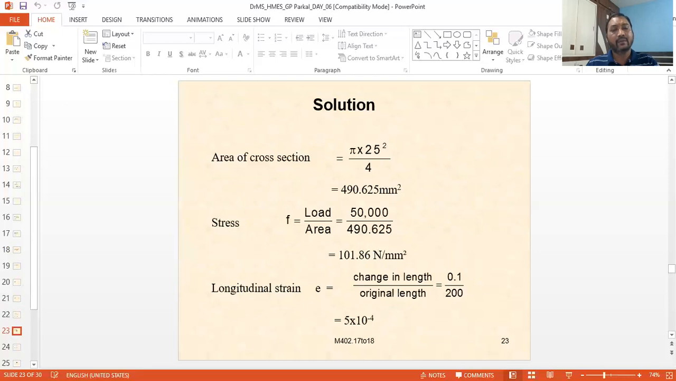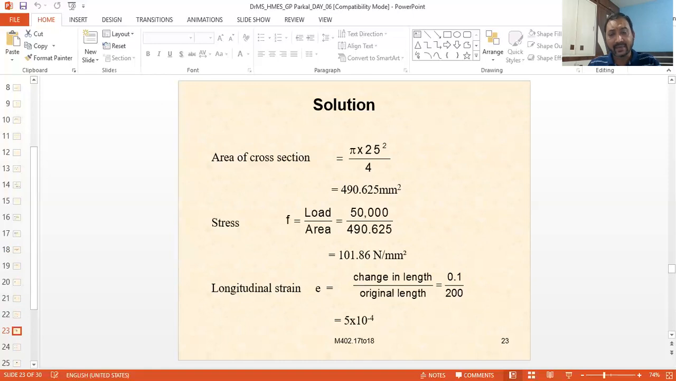Now we have to find out the area of cross section. That is equal to pi by 4 into 25 whole square. It becomes 490.625 square millimeters. Now we know that the stress is nothing but the load by area. Here 50,000 by 490.625 gives the stress value equal to 101.86 newtons per square millimeter.